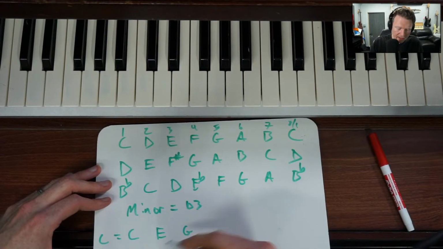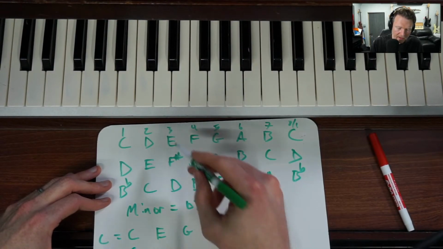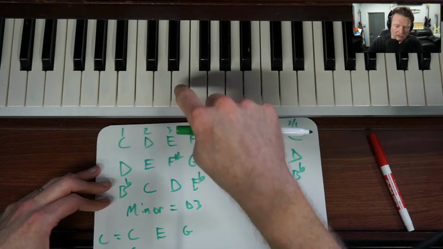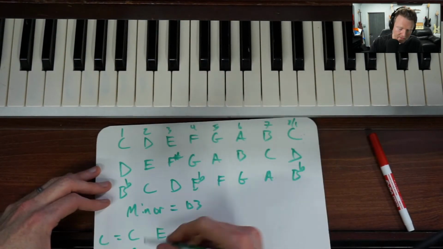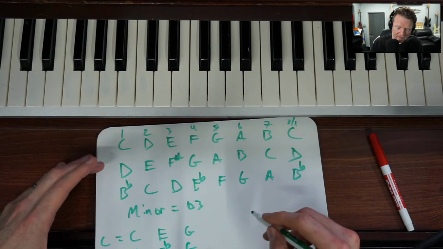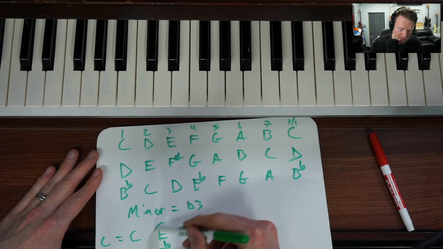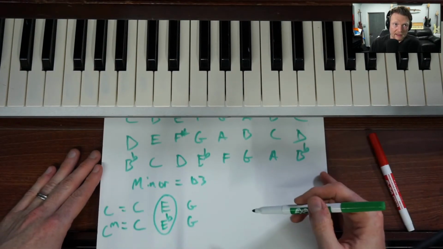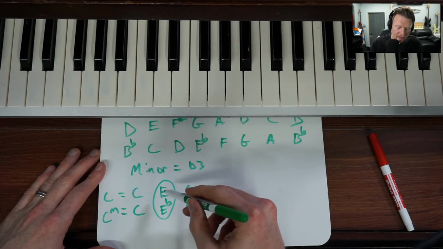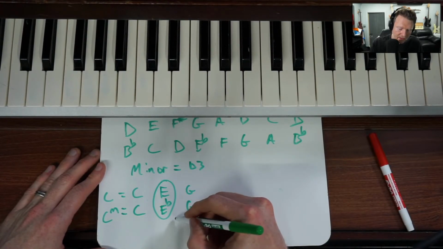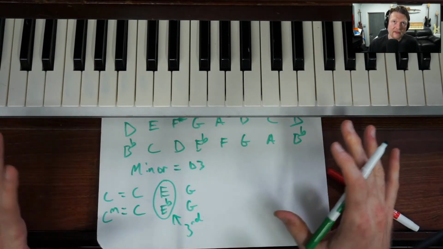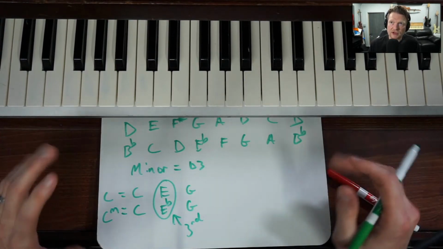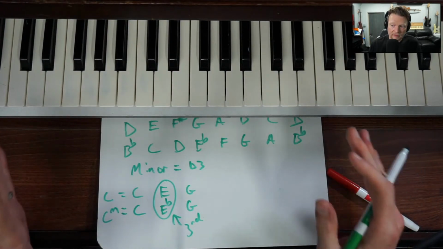But the C minor is going to be C and then flat the third. So here's our E, and we're going to go down a half step to E flat. And then G, just like that. So basically the only difference is right here, the third is flat. The third is the main difference between major and minor. That's it right there. The third.